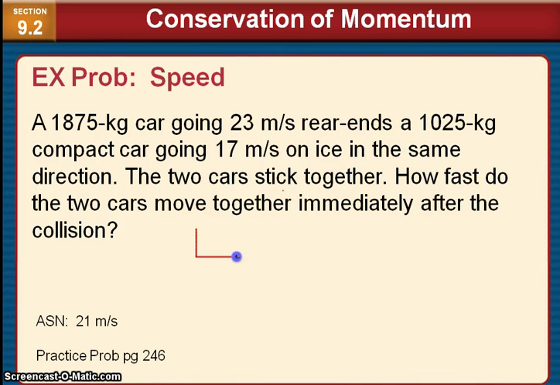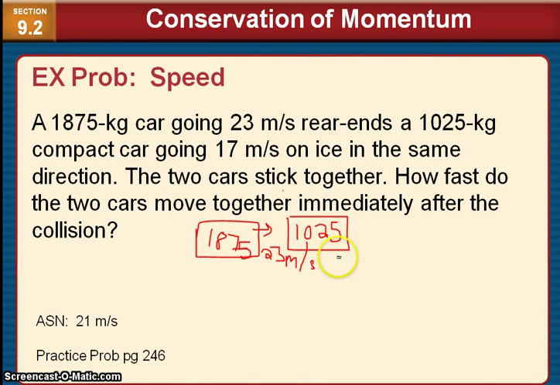So I have a 1875 kilogram car going 23 meters per second. You're going to have to bear with me, drawing with a mouse isn't very good. It rear ends, so it hits a 1,025 kilogram car going in the same direction at 17 meters per second.